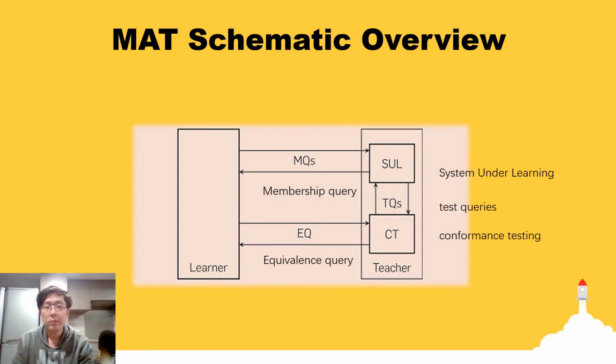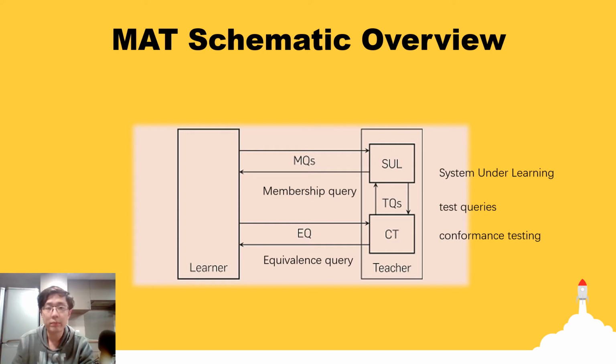The schematic overview of MAT is shown in the graph. There are two important assumptions. Firstly, the behavior of the system under learning can be described by a Mealy machine. Secondly, it is always possible to bring the system back to its initial state. A membership query can now be implemented by bringing the system to its initial state and then observing the outputs generated by the system in response to the given input sequence.